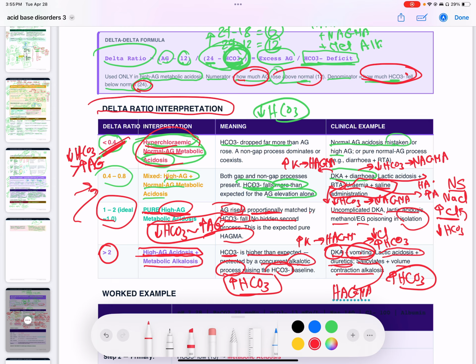If it's between 0.4 to 0.8, that means it's mixed, which is high anion gap metabolic acidosis and normal anion gap metabolic acidosis. If it's 1 to 2, that's usually just pure high anion gap metabolic acidosis, and if it's more than 2, that means it's high anion gap acidosis plus metabolic alkalosis, right?